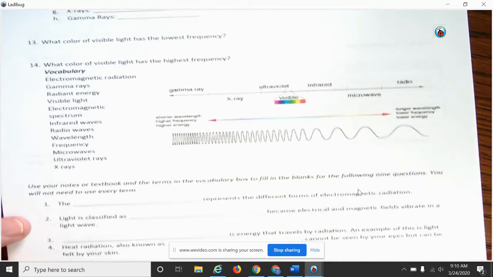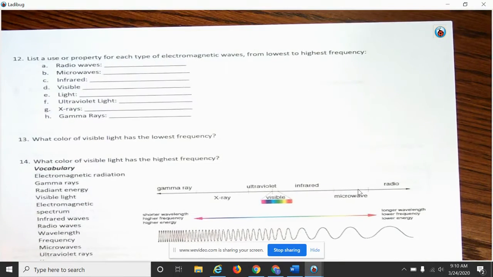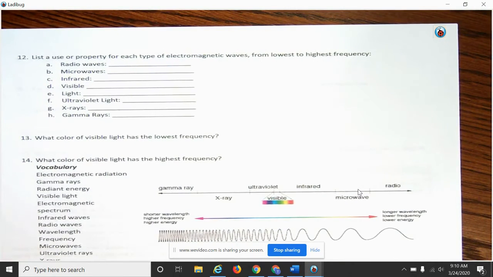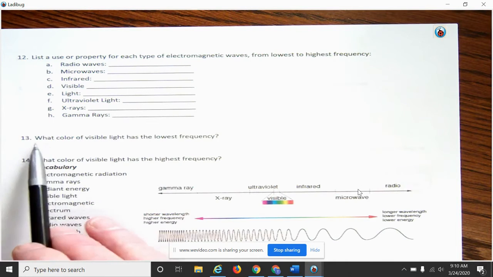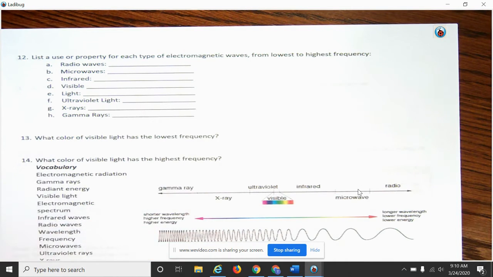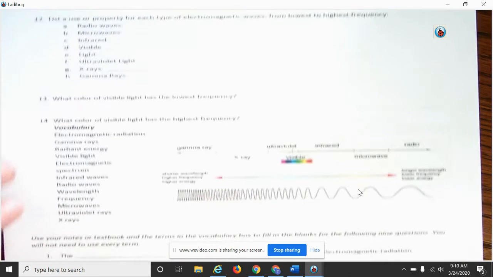And then it says list properties of different types of electromagnetic waves. For example, radio waves, we definitely transmit information when we listen to the radio. X-rays we can use to look through tissue and actually see broken bones and things like that. So you're just looking for examples of what the different types of light do. Now, questions 13 and 14 again are questions that go along with that.